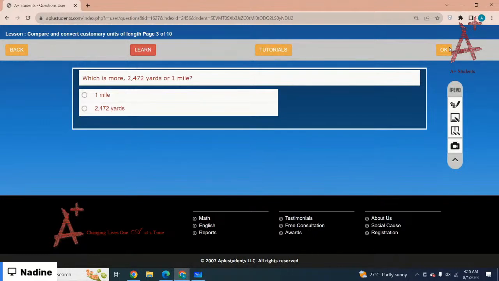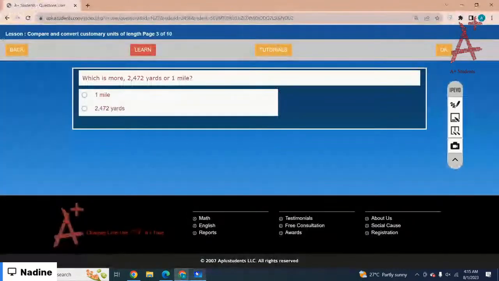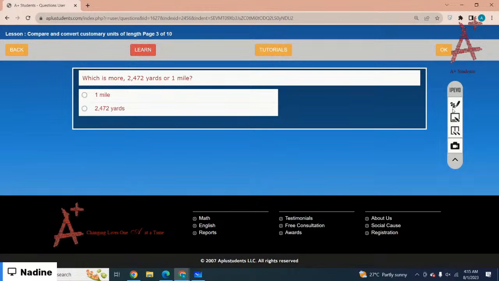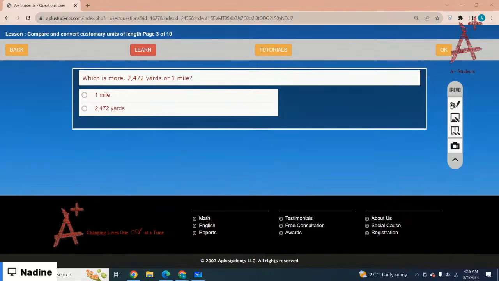Which is more, 2,472 yards or 1 mile? Which is the correct option? In 1 mile, we have 1,760 yards. So obviously 2,472 yards is more than 1,760. The correct option is, because 1 mile equals 1,760 yards, right? So 2,472 is more than 1,760. So the correct option is 2,472 yards.